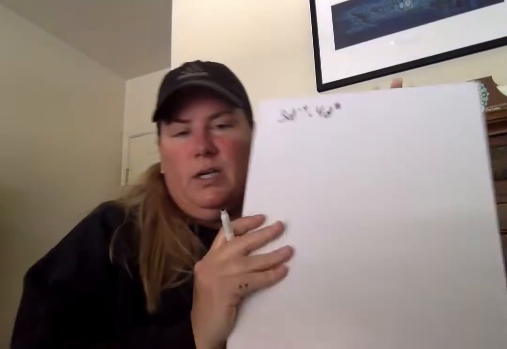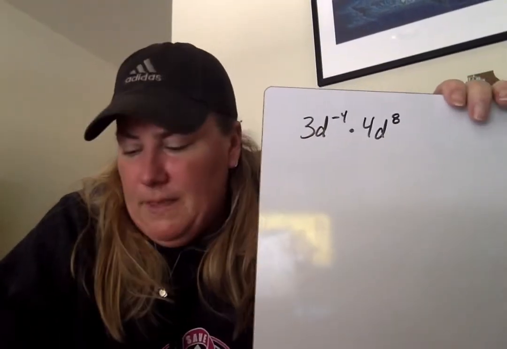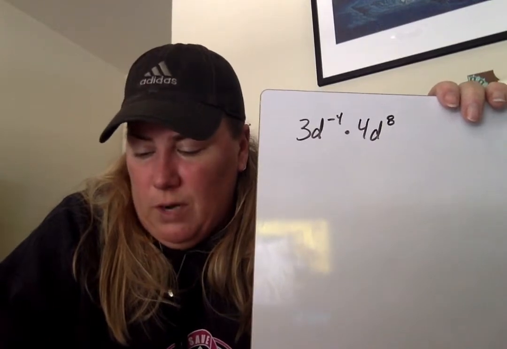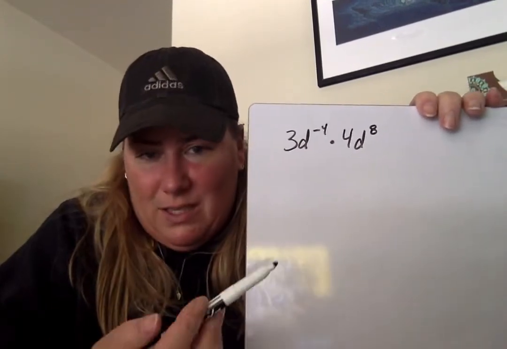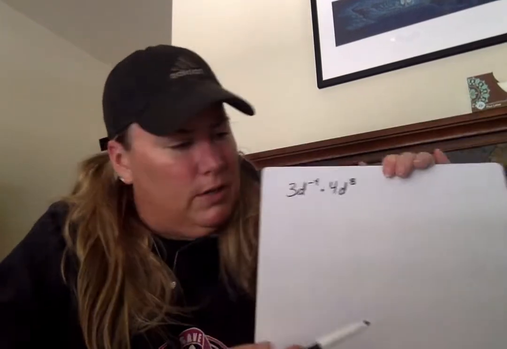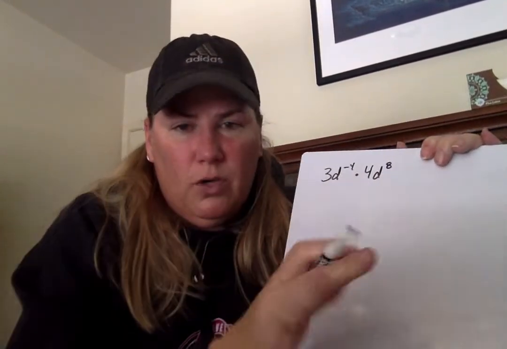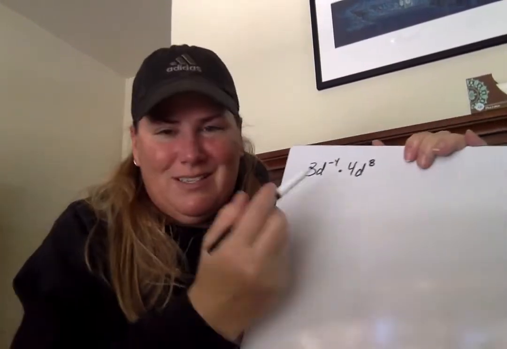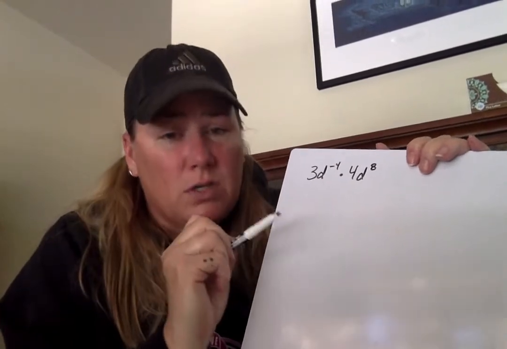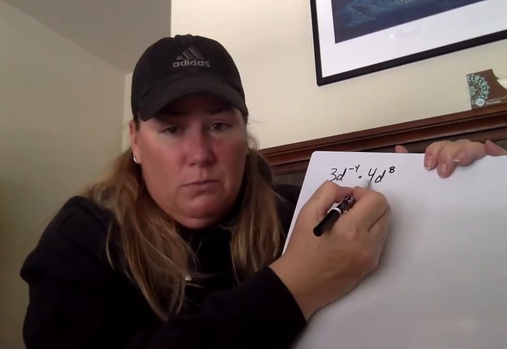Here's a problem they have in the book, and of course they don't have examples on this. So you have 3d to the negative 4 power times 4d to the 8th, and this is like your homework, but I changed that exponent. So what you're going to do before you do anything with your negative exponents, separate these out, because this is one of the most common mistakes kids will make, and they will forget to multiply this.